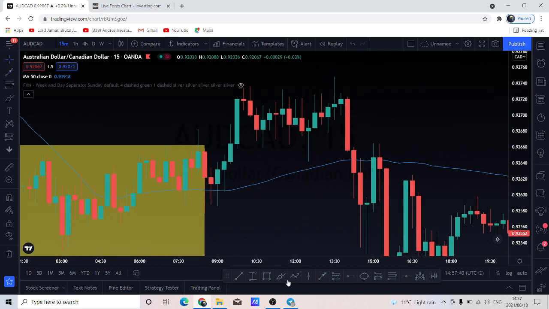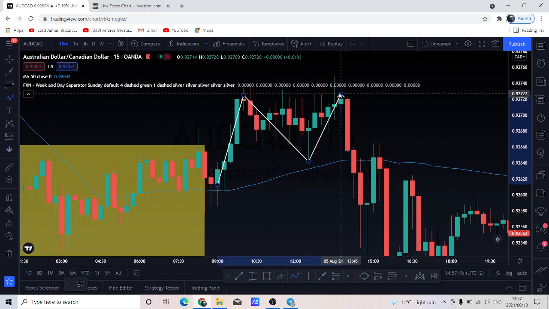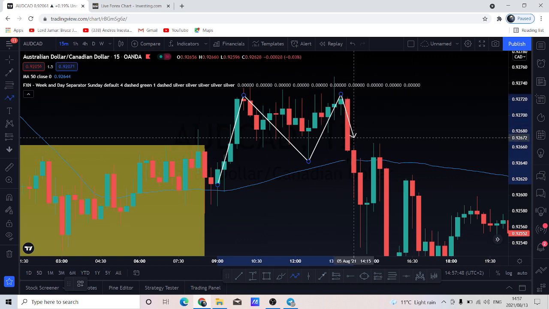So your perfect M is supposed to be like this, followed by an engulfing candlestick, and then you must enter here for a sell.